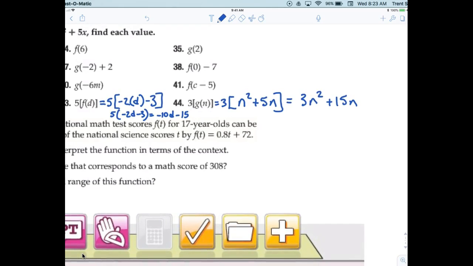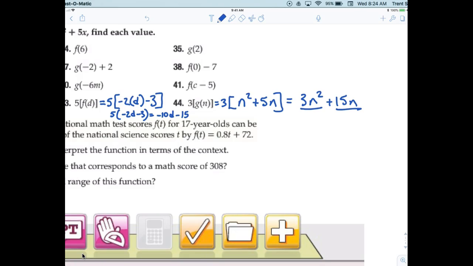Wait, for 44, why didn't you combine these? Very good question. n and n squared are like x and y. They're completely different. Do you hear me? You can't combine them. It's like pencils and pens. You don't put them together. They're separate. You count them individually. n is completely different than n squared, so you can't add them.